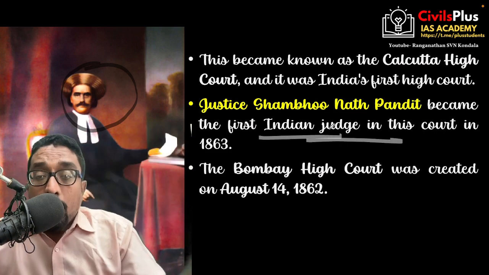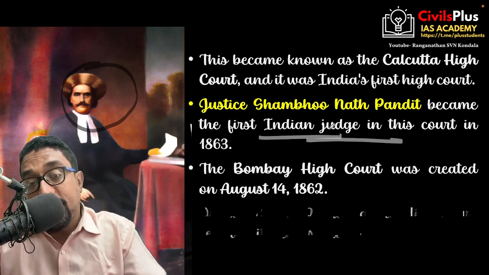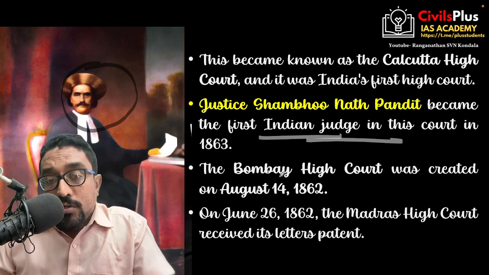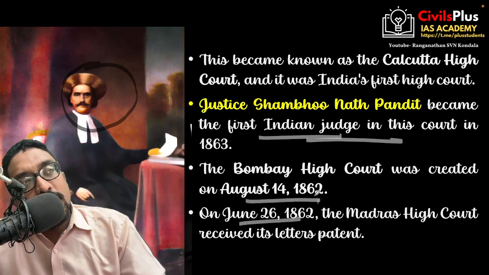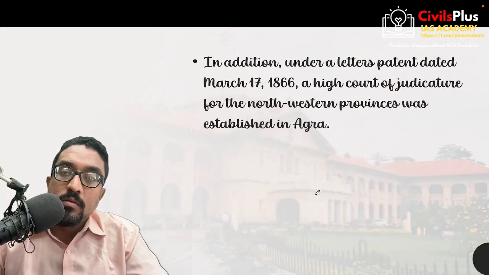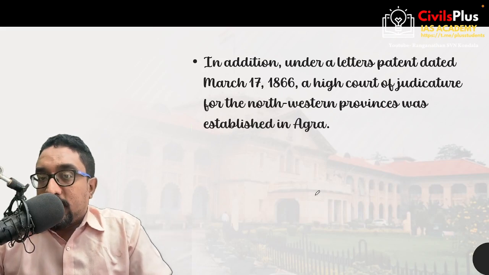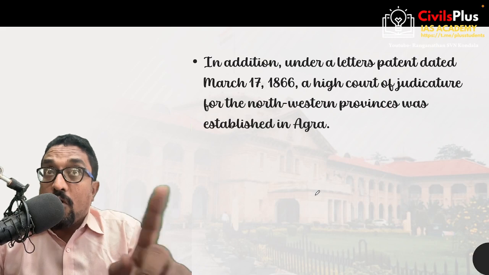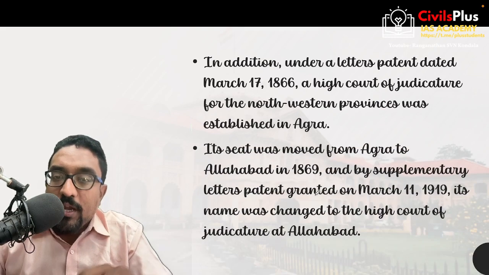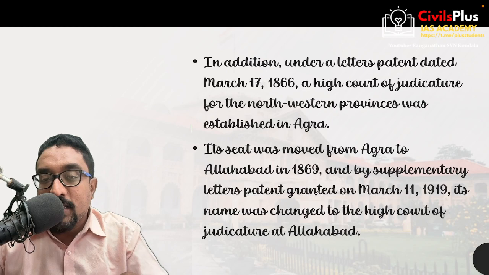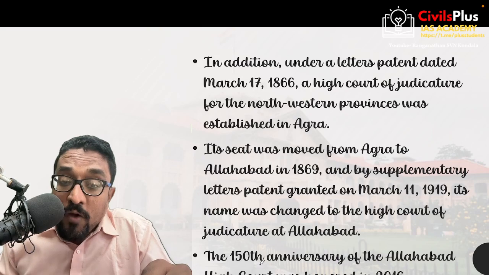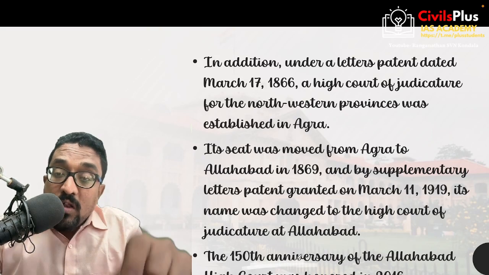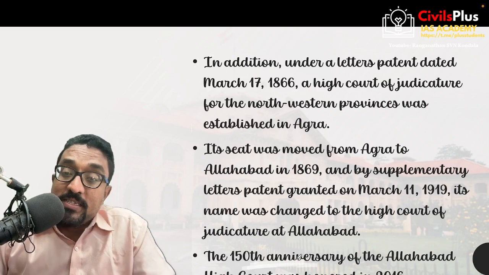One of the 1 plus 15. Bombay High Court was eventually created on August 14th, 1862, and Madras High Court on June 26th, 1862. Just like this, by 1866, even a High Court was established in Agra, which later was moved to Allahabad. On March 17th, 1866, the High Court of Judicature for the Northwestern Provinces was established in Agra. It was later moved from Agra to Allahabad in 1869. In the year 2016, Allahabad High Court celebrated 150 years of its establishment. 150 years. Okay.